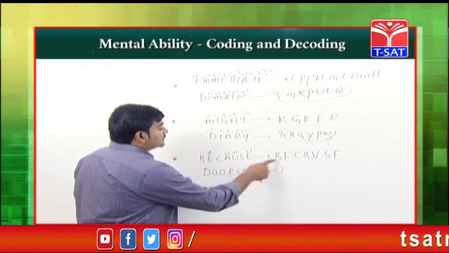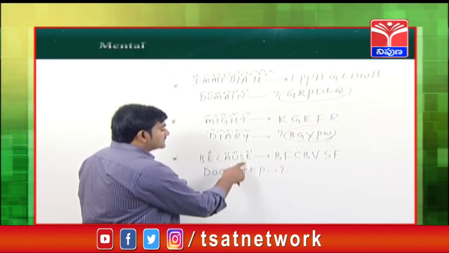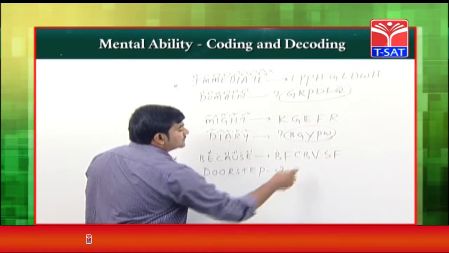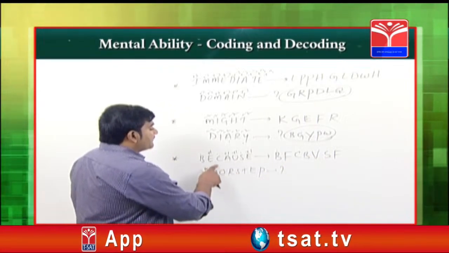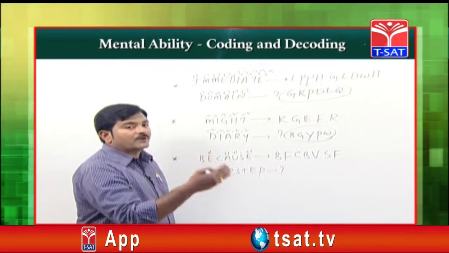Here B is consonant as usual, C, S, so C and S are also consonants written as it is in the same position. But remaining vowels are moved one step forward.